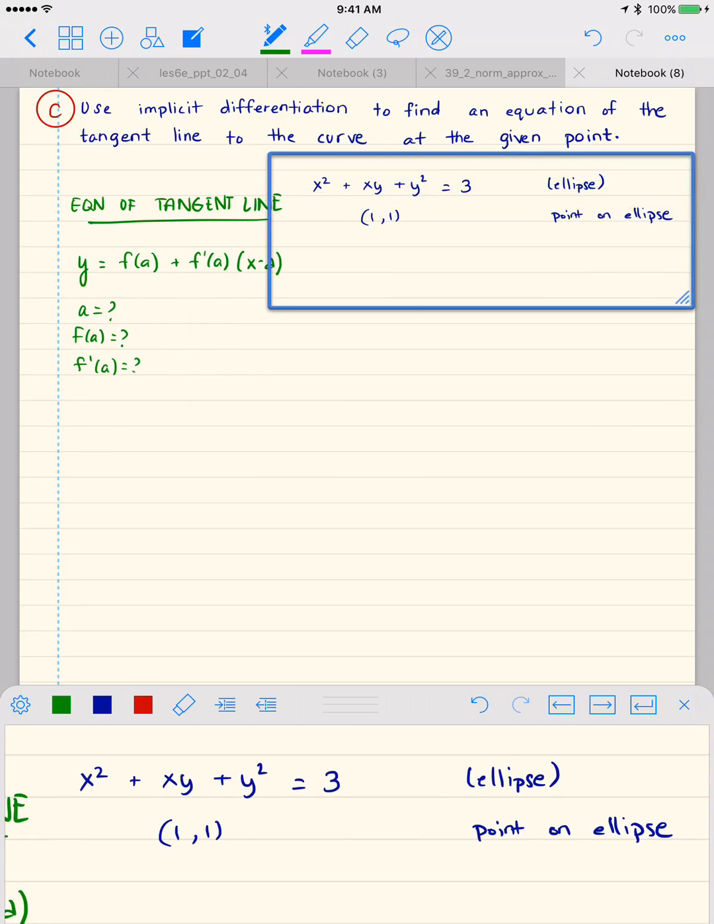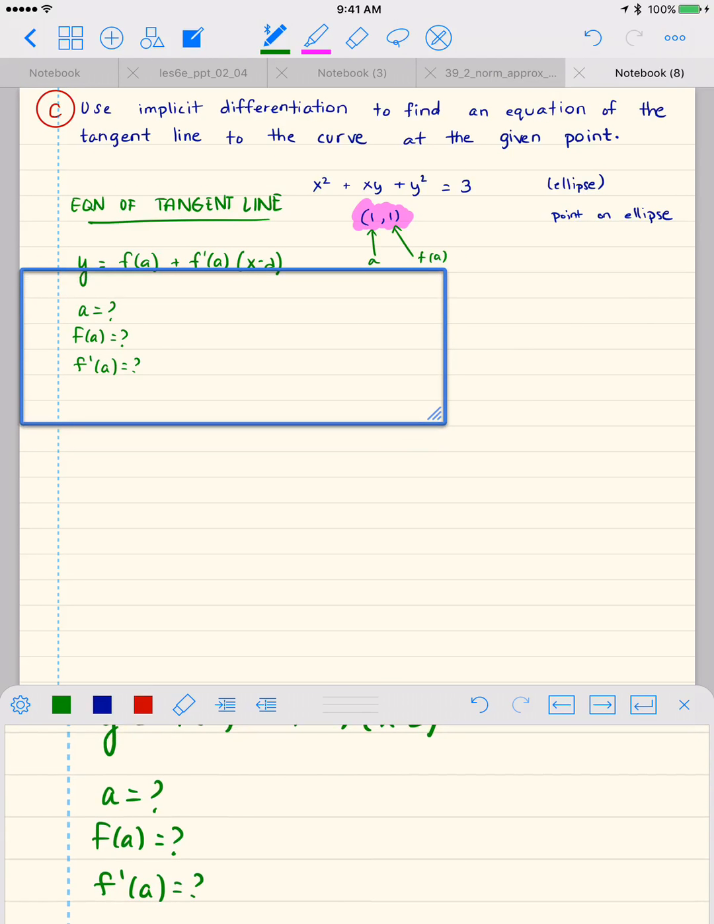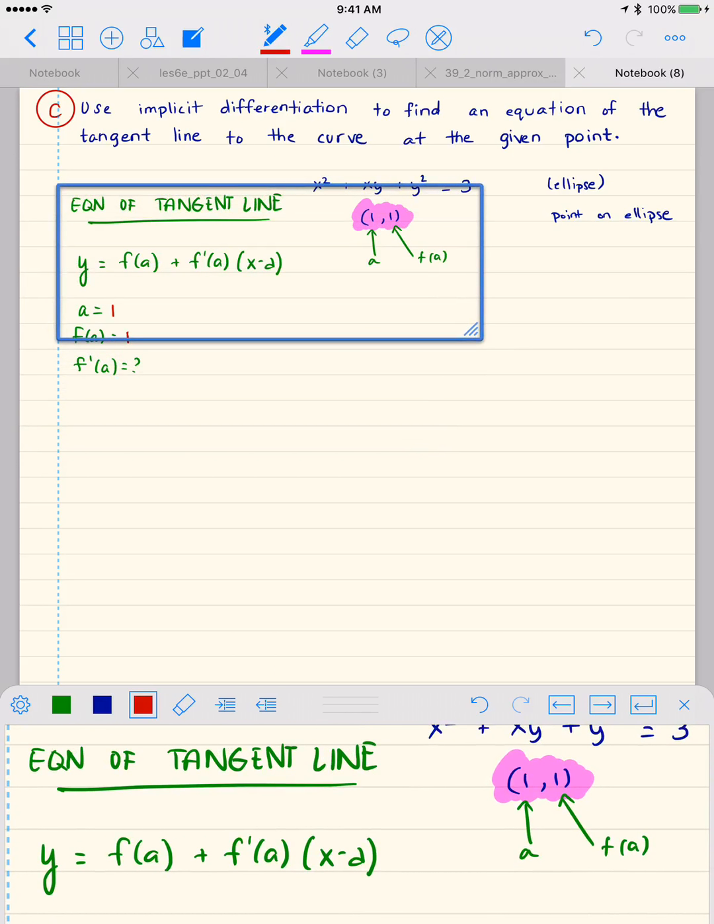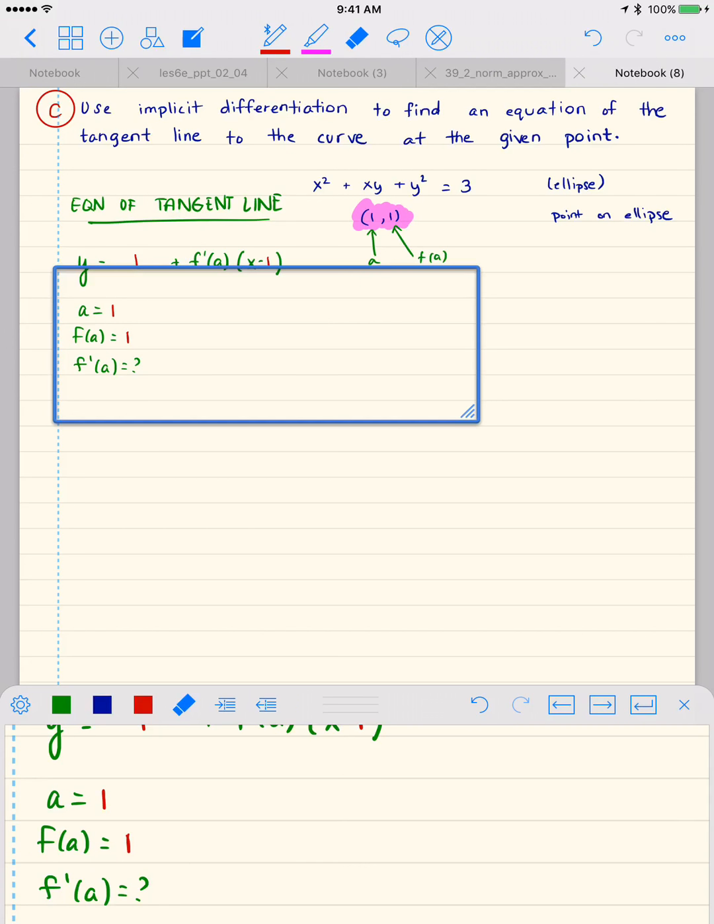Okay, right here we are given the information. This point gives us a and f of a. So a is going to be 1, and f of a is also going to be 1. So we can go here and say already that we know that a is equal to 1 and f of a is equal to 1. We can plug it into our formula here. So f of a is 1, a is 1. So now what we need to find is essentially f prime of 1.